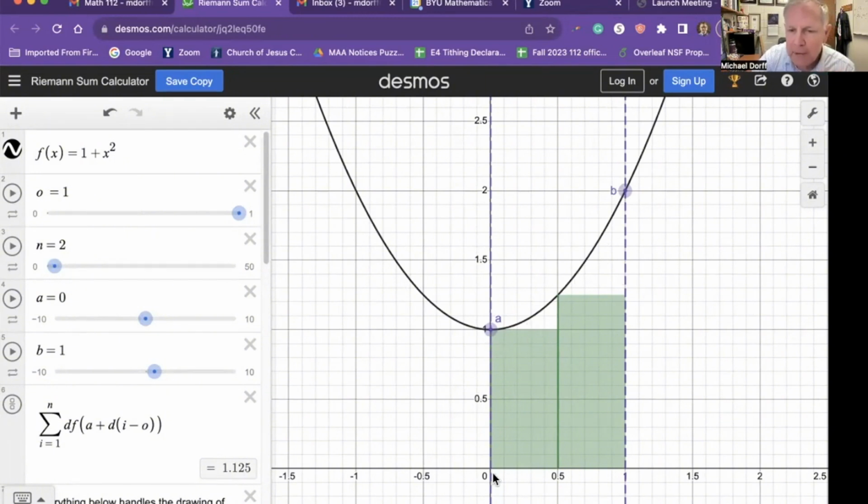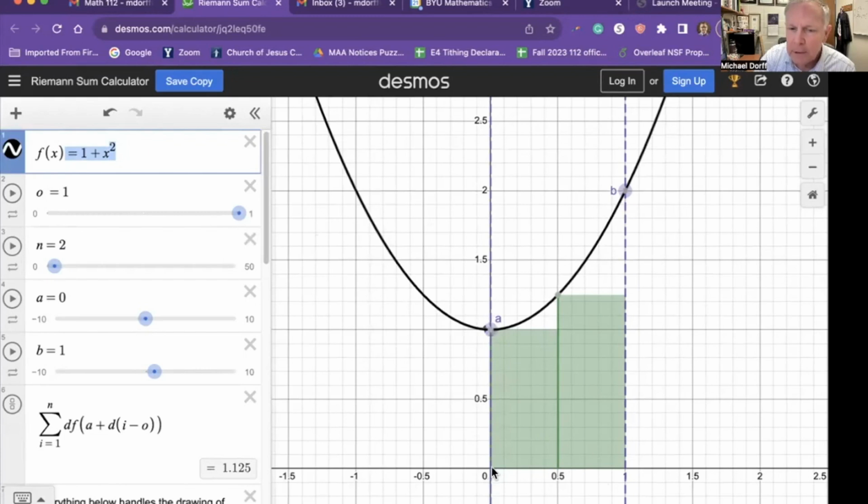Now, how do I figure out the value of these rectangles? Well, now the base has decreased. Each one is now a half. The base of each rectangle is a half. And the height is the same idea. I take the leftmost point, that x value, and then I plug it back into the original function, 1 plus x squared, and that tells me what the height is.